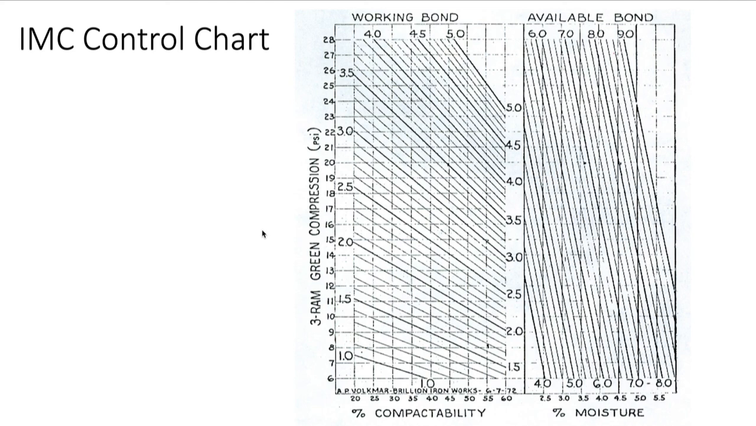This is the IMC control chart. This was actually developed at Brilliant Ironworks, which only closed a couple years ago. So we have our green compression strength over here. I don't know, let's say we have a value of 20, okay?